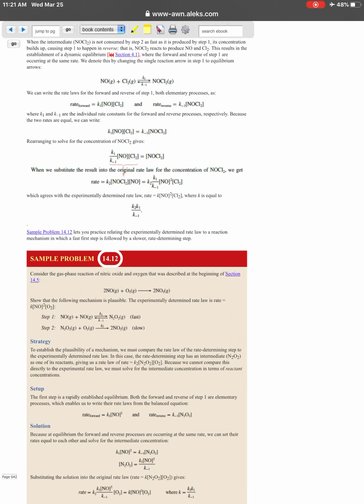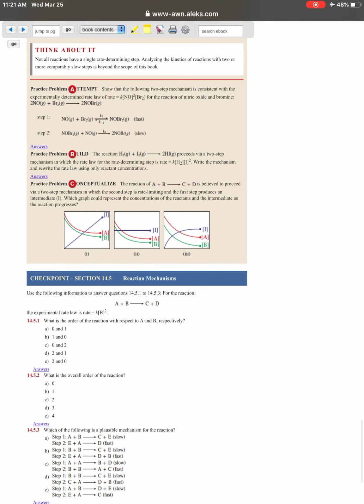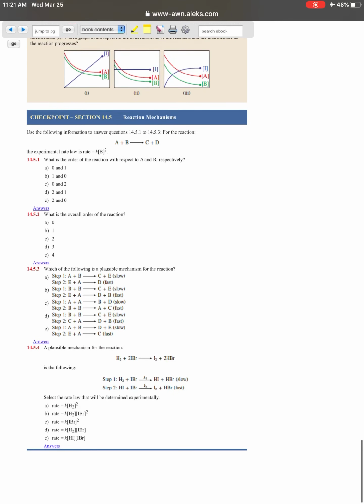Sample problem 14.12 lets you practice relating the experimentally determined rate law to a reaction mechanism in which a fast first step is followed by a slower rate determining step. Sample problem 14.12, try that. Also try practice problem A, practice problem B. Try checkpoints for section 14.5, reaction mechanism, 14.5.1, 14.5.2, 14.5.3, and 14.5.4.